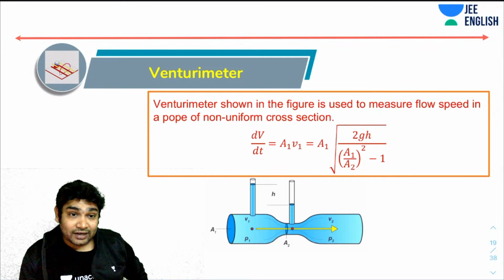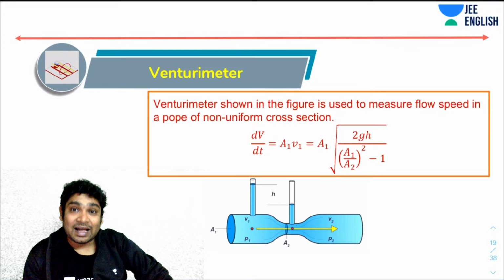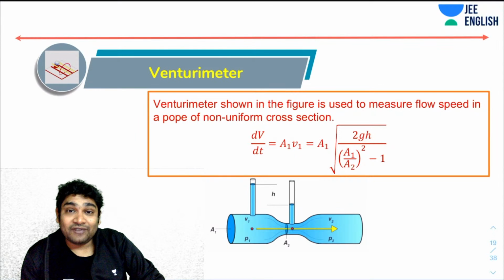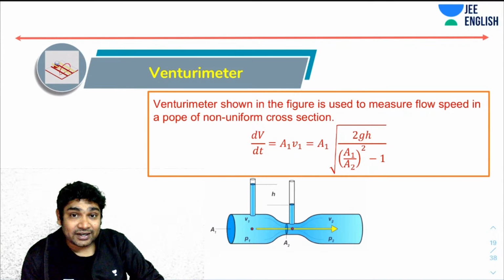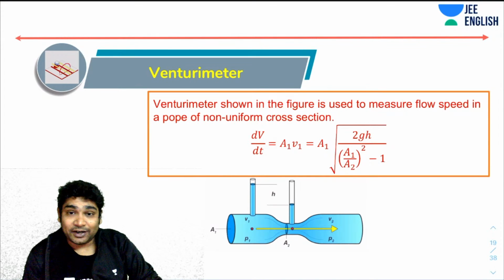All right. Moving forward, as I was saying, another good application. Another interesting application is in a machine which is called the Venturi meter. Now, Venturi meter is a device which is used to measure the volumetric flow rate of any liquid.